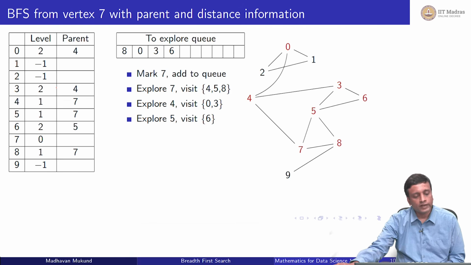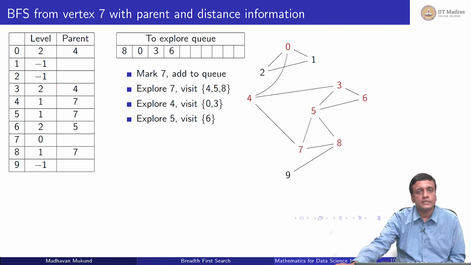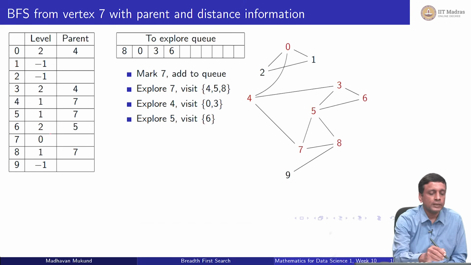Now if I explore 5, though I am exploring 5 after 4, the level of 5 was the same as the level of 4. So what I can reach from 5 is also at level 2. It's not that its level has increased because I am exploring it after 4. Both 4 and 5 were added at the same time, so they were both at level 1. I just happened to choose to process 4 before 5. So 6 also becomes level 2.